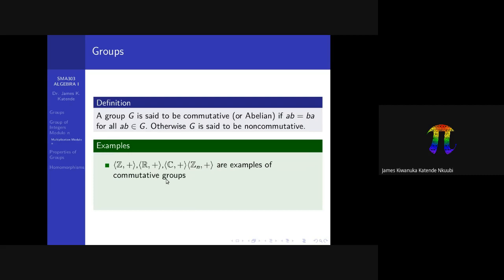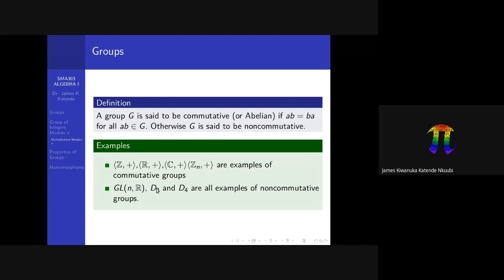These are all examples of commutative groups because when we add two integers, we can add them in any order. So A plus B, for instance, will be the same as B plus A. The general linear group of n by n matrices is not commutative because matrix multiplication is not commutative. If you multiply two matrices, there is no guarantee that they will commute. There are some matrices that will commute, but not all of them will commute.